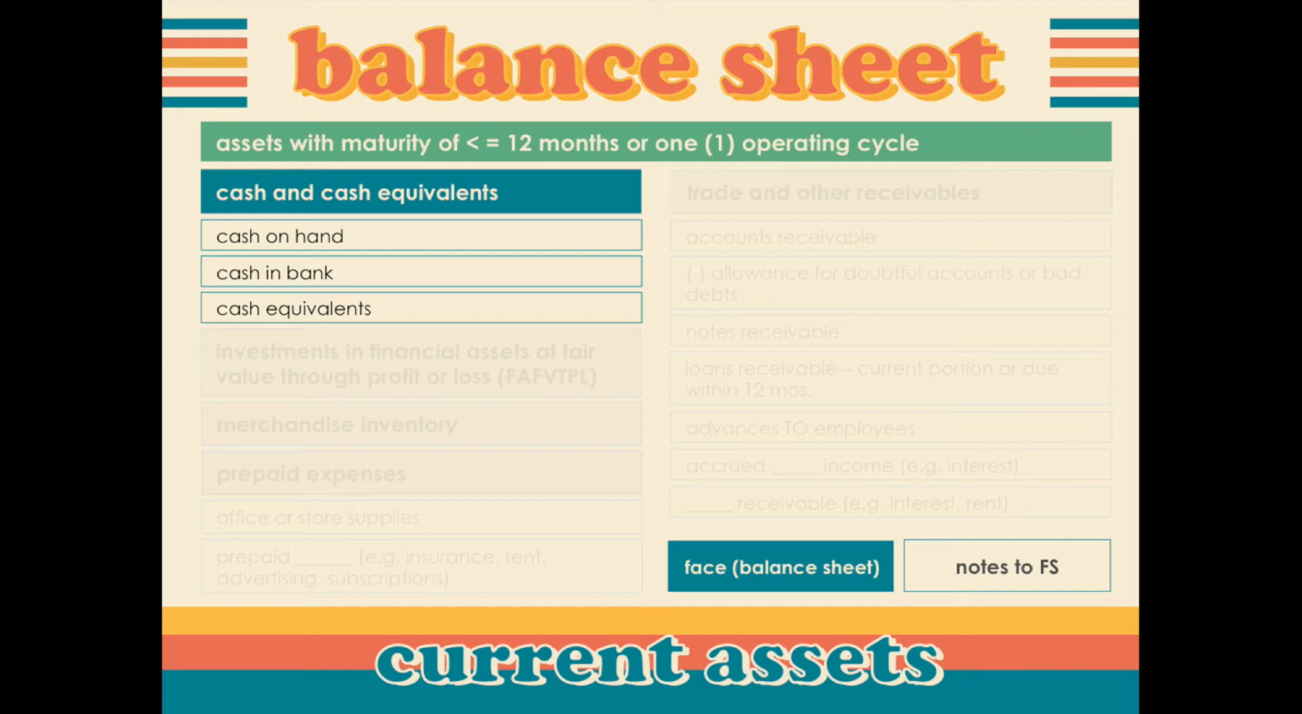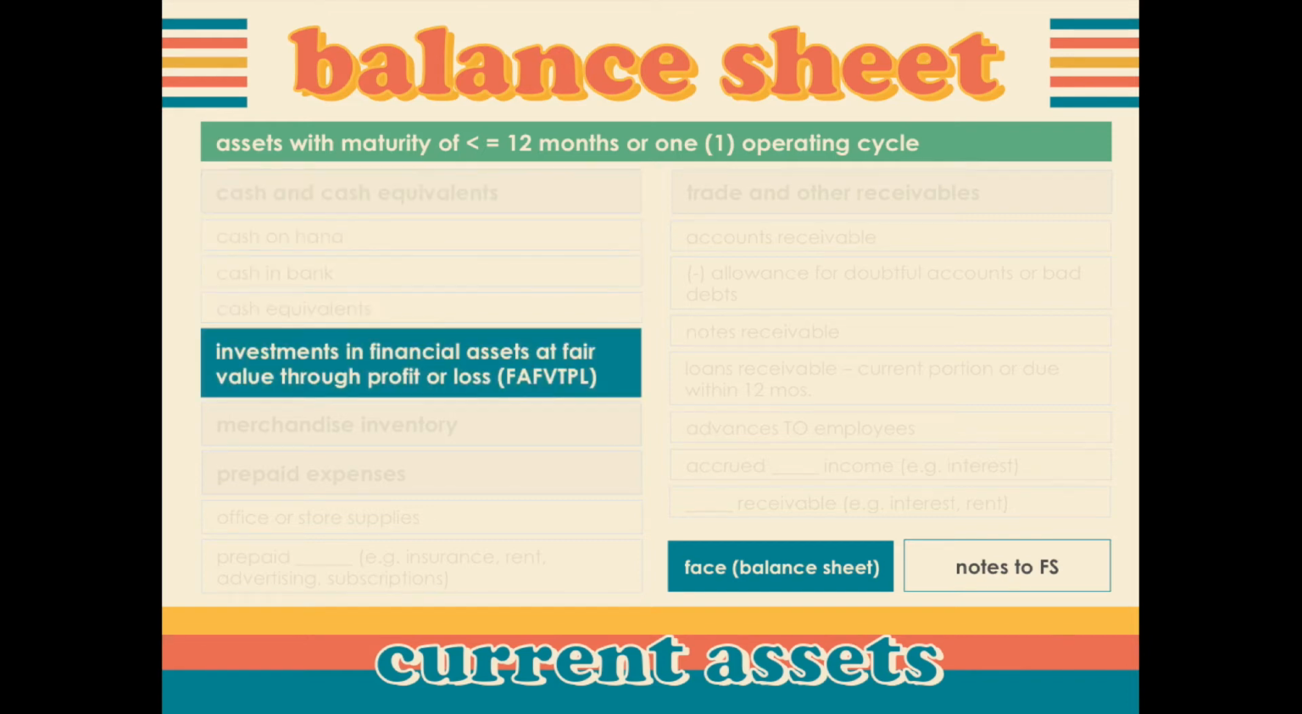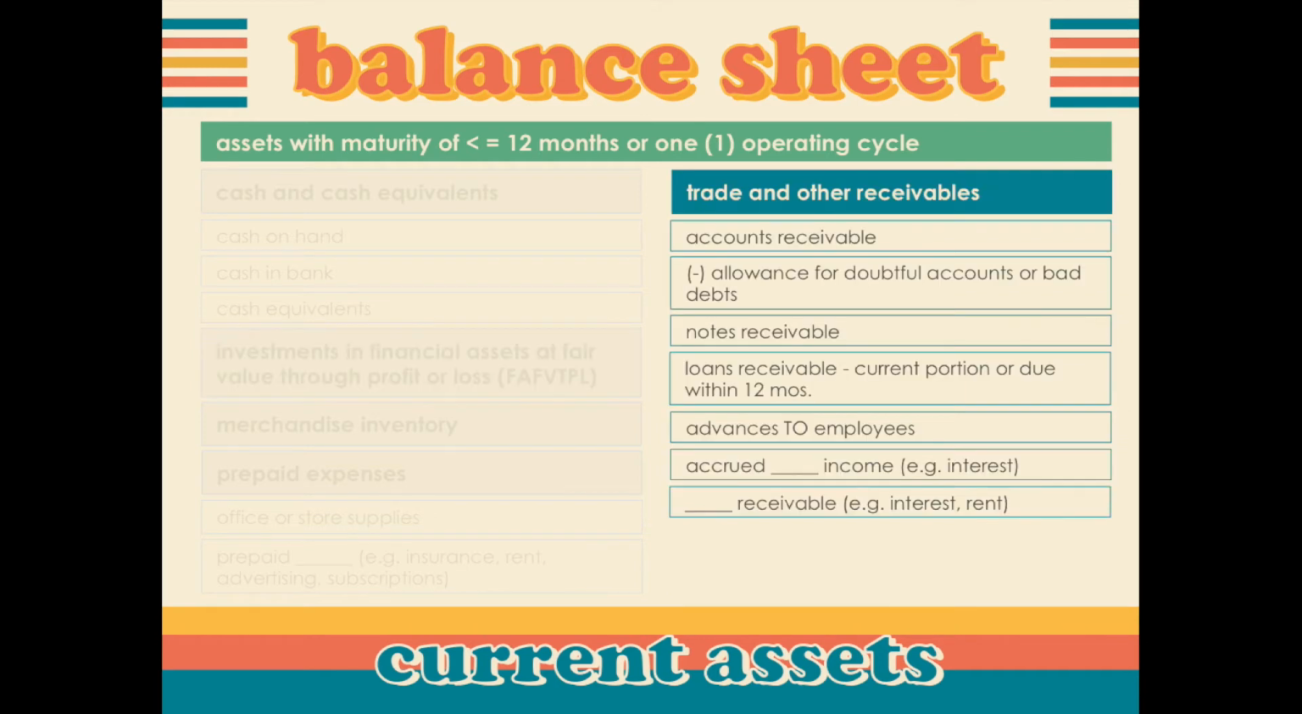Cash equivalents is an advanced accounting concept, so we won't discuss this in detail here. But for basic accounting, you just need to know that it's a type of investment which is highly liquid and easily convertible to cash. Next, we have investments in financial assets at fair value through profit or loss, or simply FAFVTPL. Details will be discussed in an advanced accounting subject. So for now, you just need to know that these are investments held for trading purposes, for short-term profits or gains.